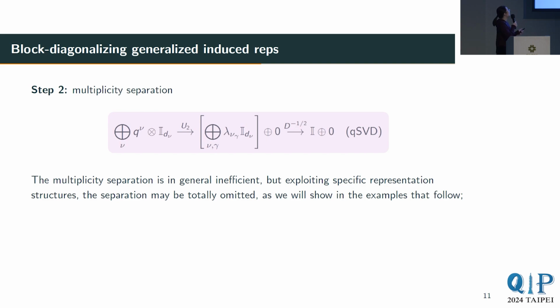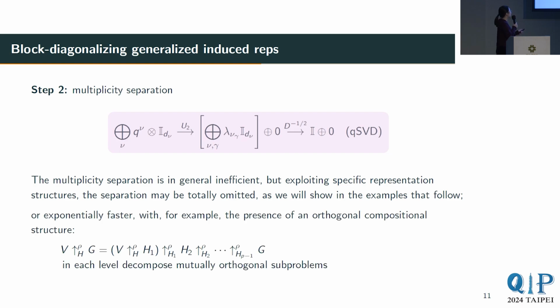The 2nd step is essentially an orthogonalization procedure, and it is in general inefficient. But when we are having some specific representation structure, then that may be efficient. For example, in the examples that I will show as follows, this procedure can be omitted. And with some specific structures, such as the orthogonal compositional structure, the efficiency can be exponentially improved.